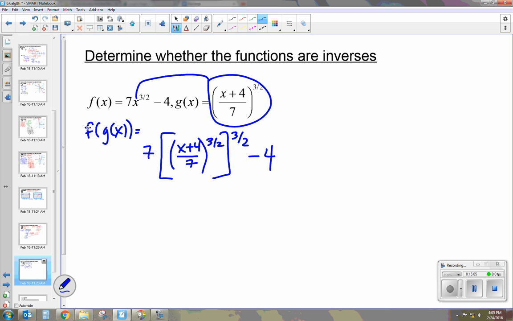Now, do not get trapped. These 3 halves do not cancel. We have to multiply them out. This is x plus 4 over 7. And 3 halves to the 3 halves is 9/4, minus 4. Now, if we look at this, this can no longer be simplified. So these are not inverses.